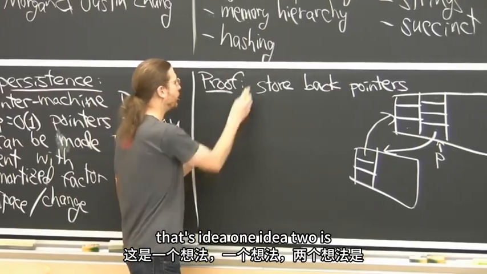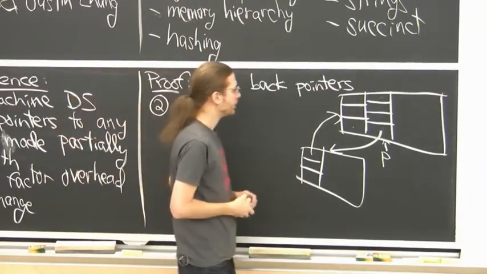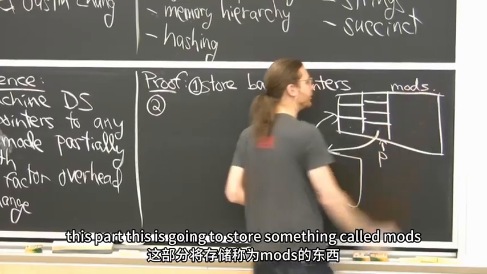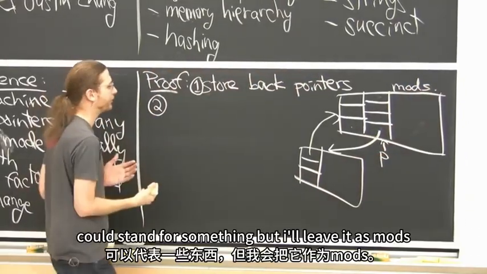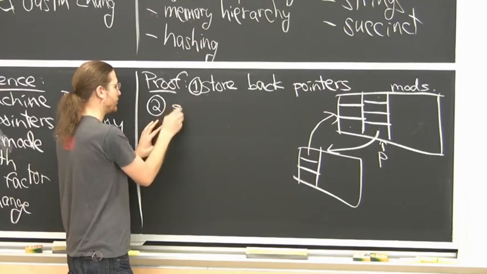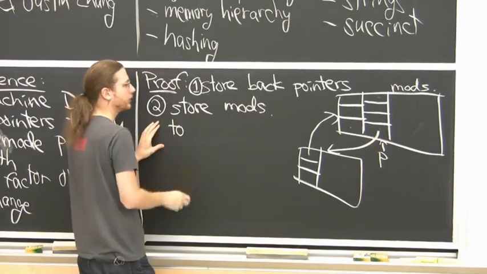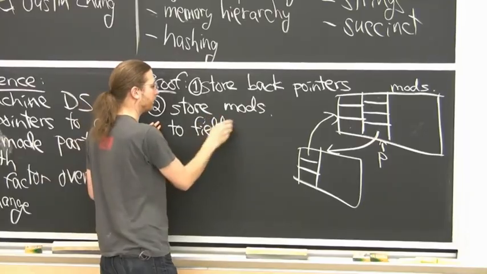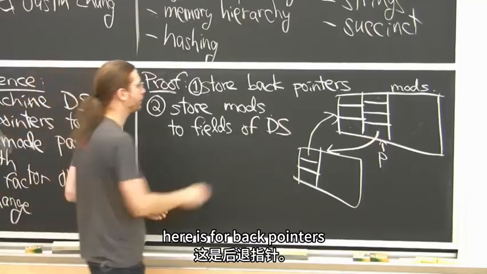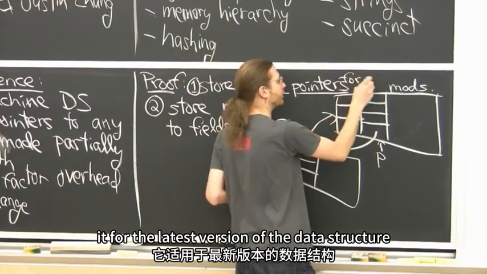Okay, that's idea 1. Idea 2 is this part. This is going to store something called mods. Could stand for something, but I'll leave it as mods. So these are modifications to the fields of the data structure. One convenience here is for back pointers, I'm only going to store it for the latest version of the data structure.